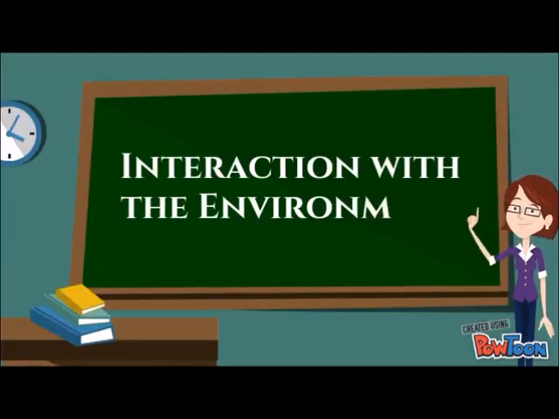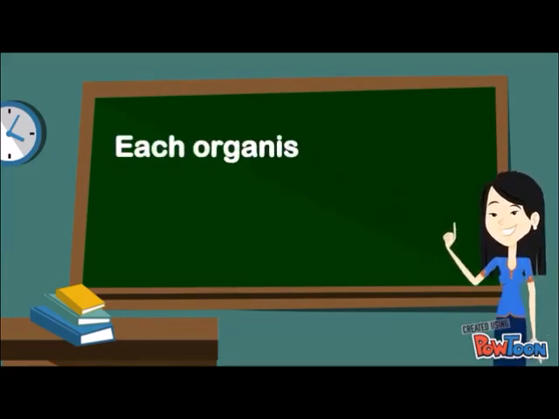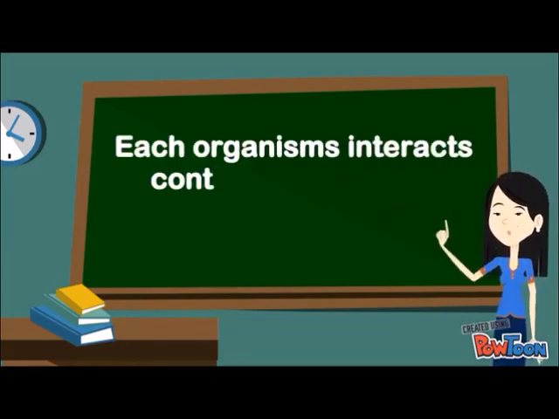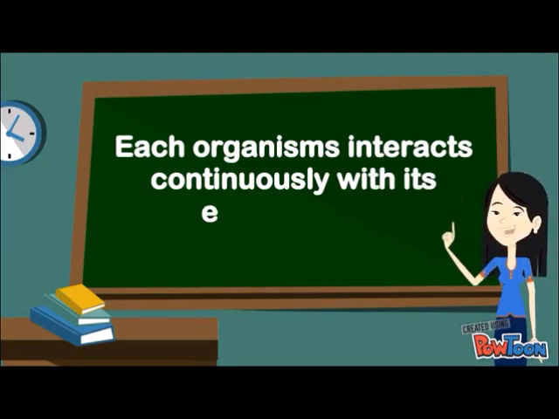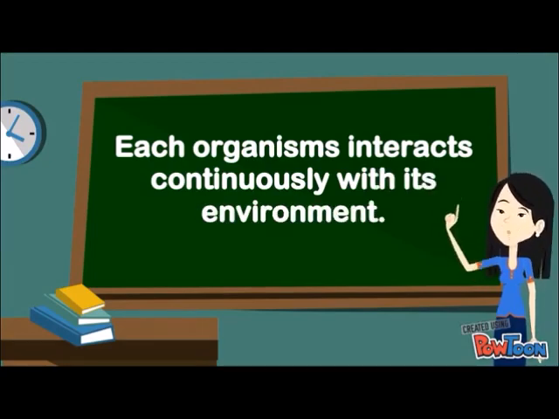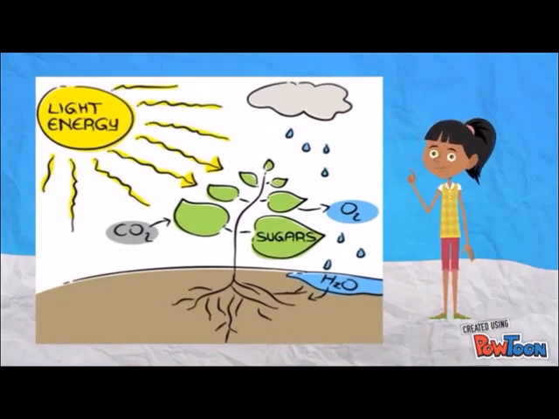Interaction with the environment. No organism is completely isolated from its surroundings. As part of an ecosystem, each organism interacts continuously with its environment. For example, a plant obtains water and nutrients from the soil, carbon dioxide gas from the air, and energy from sunlight. The plant uses these three inputs from its environment for photosynthesis, the process by which plants make food.